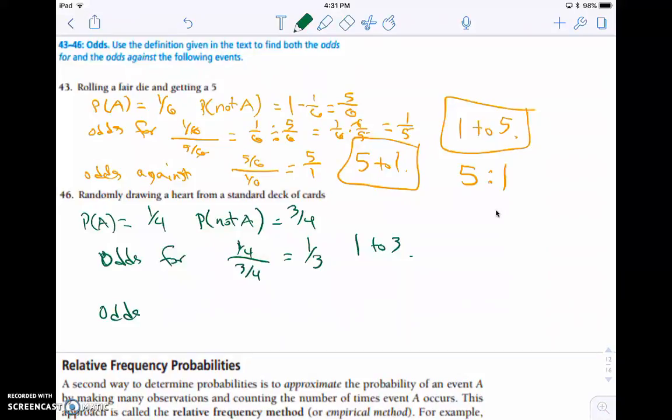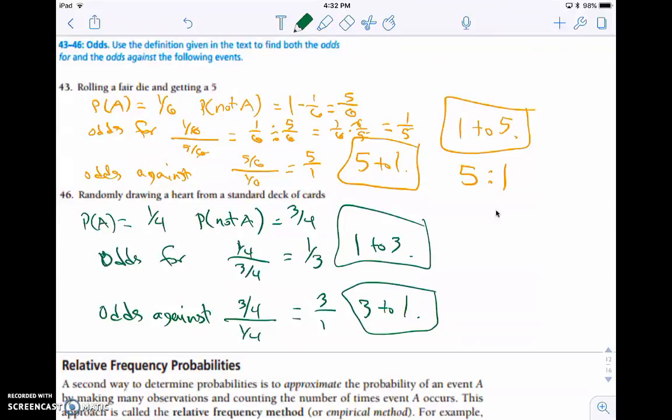Okay, if we go odds against, our odds against are going to be the probability of not A, which is 3/4, divided by the probability of A, which is 1/4. So that turns out to be 3/1 or 3-to-1 odds. So that's how we calculate odds. That's where we use this idea of the probability of not A and the probability of A.